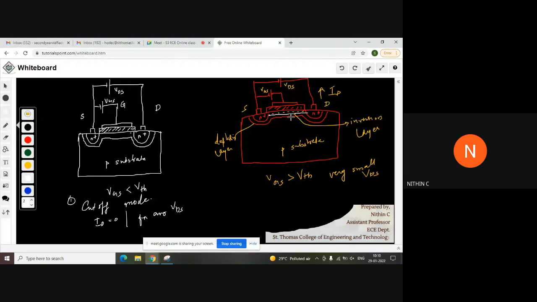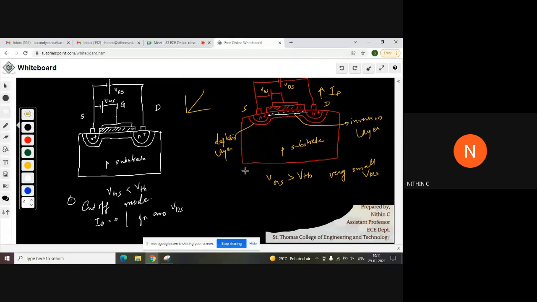Voltage increasing, current increases accordingly. We have studied this in the case of resistance. When we increase the voltage, current also increases. So you will be having a linear graph, right? You have studied Ohm's law, right? This will be a linear figure. So this particular region of operation is called linear mode.